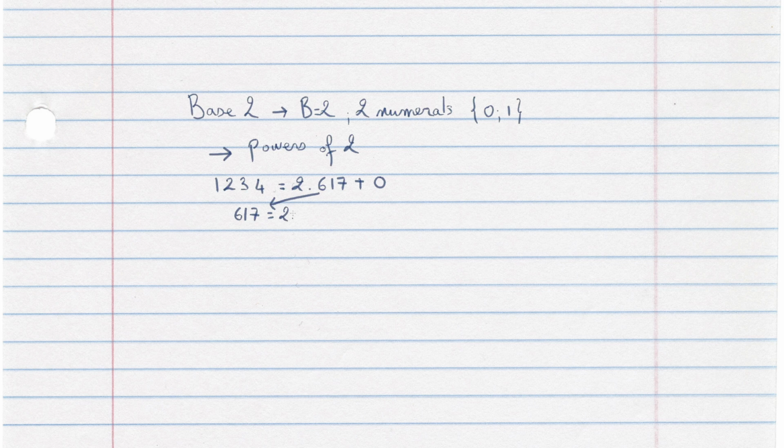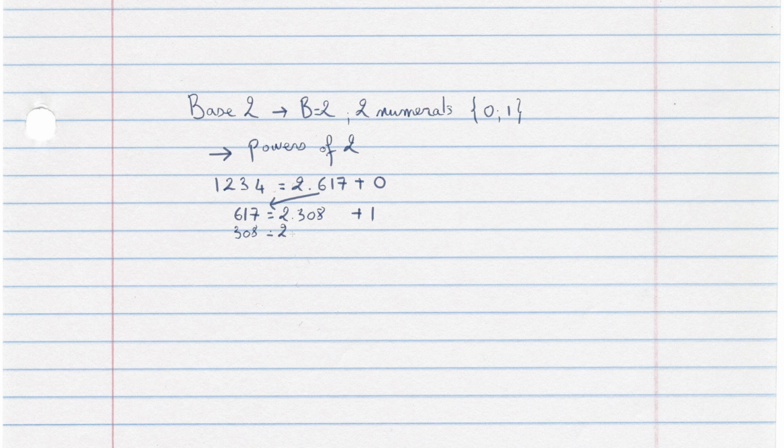But if we only had two numerals, like in base 2, where we only have 0 and 1, then we can take any number like 1234 and still make a decomposition of powers of 2. To do that, we take the number and divide it by 2. So we have 2 times 617 plus 0. That's the remainder of your division, and your remainder can only be 0 or 1, otherwise there is something wrong in your division.